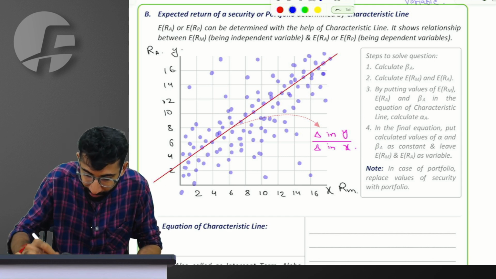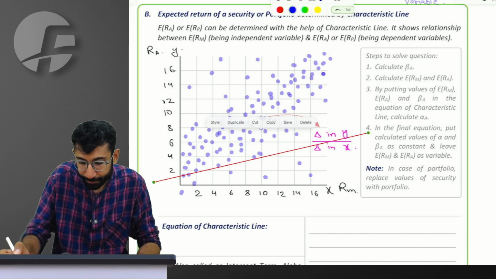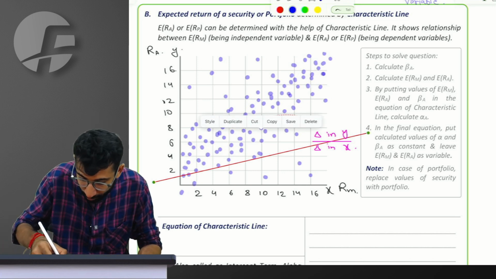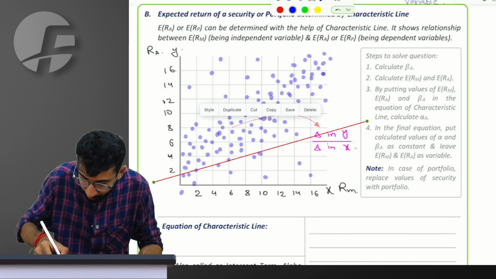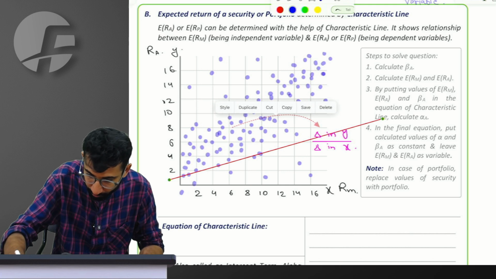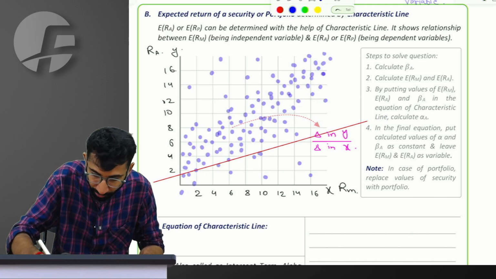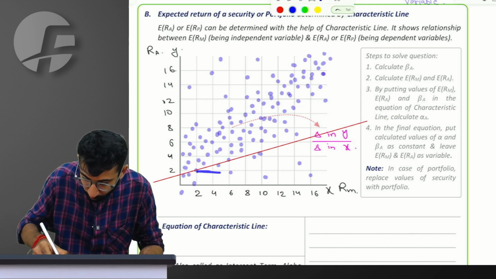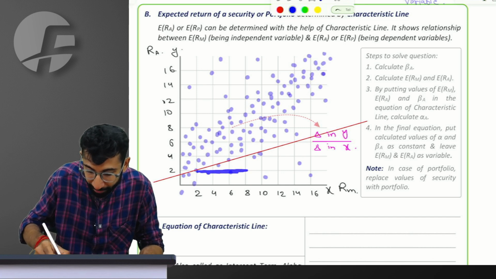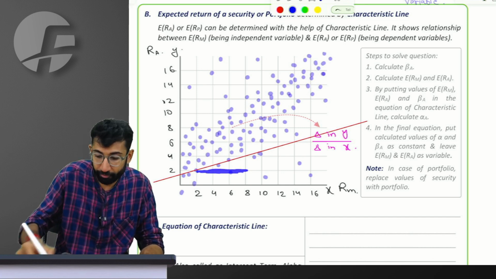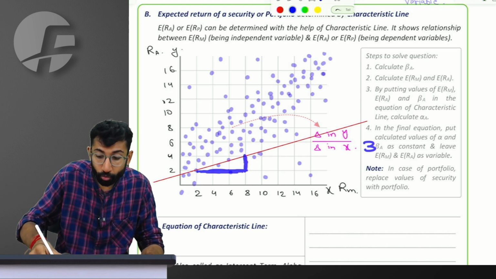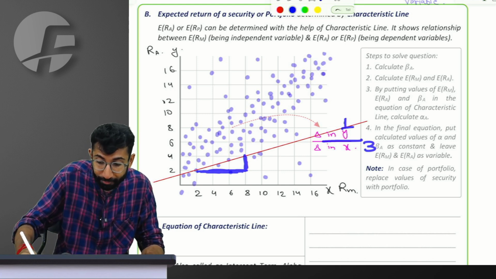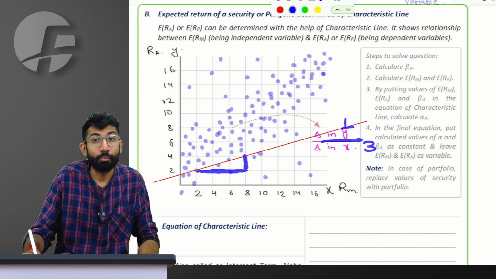You tell me. For example, if I make the line like this, please imagine, do you agree? If x changes by 3 blocks, y is changing by only 1 block. So 1 divided by 3 is a lesser slope.